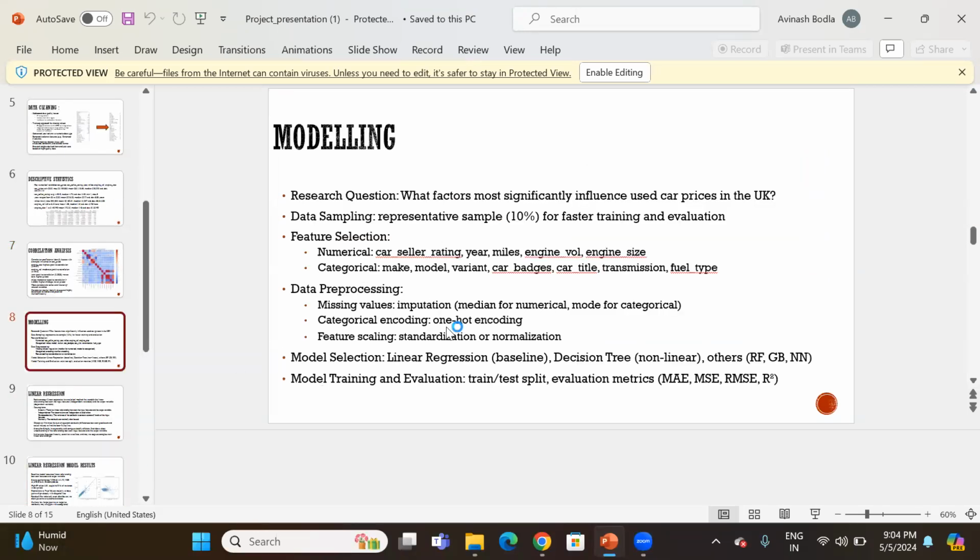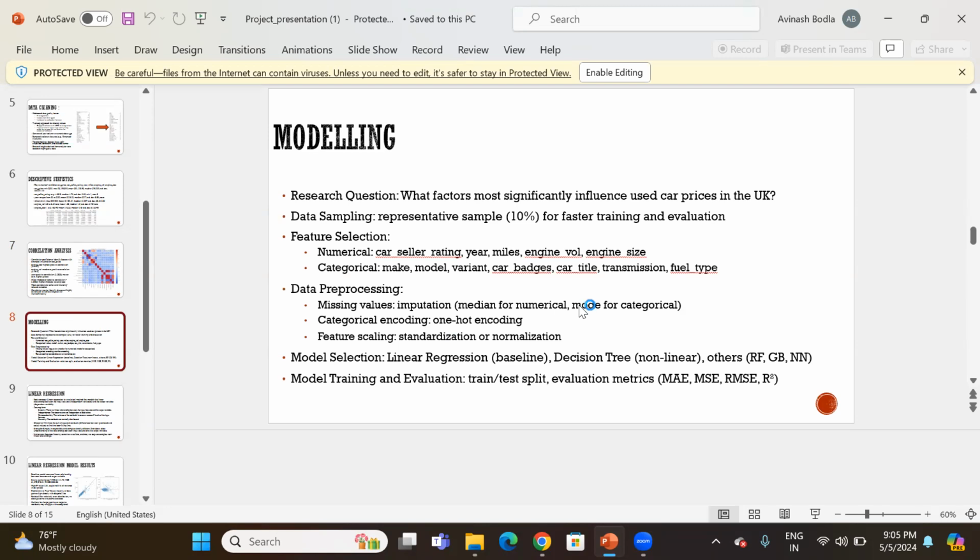The modeling. What factors significantly influence the used car price in the UK? For data sampling, a sample of 10% is used for faster training and evaluation. Feature selection. Numerical: the car seller rating, year, miles, engine volume, engine size. Categorical: the make, model, variant, car badge, title, transmission, and fuel type. Data preprocessing: missing values are substituted with the median for numerical and the mode for categorical. The category encoding is one-hot encoding. The feature scaling is standardization or normalization.